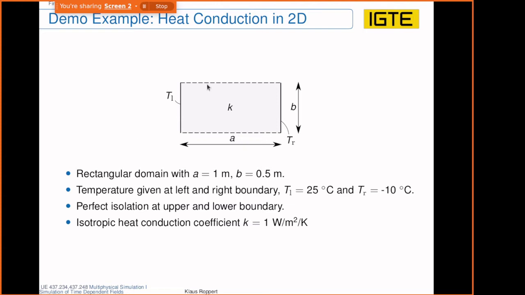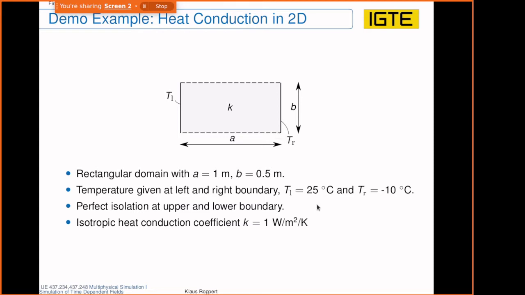So the setup we will be setting up today is this rectangular domain with dimensions a, b, and as always, we need boundary conditions, and we set Dirichlet boundary conditions at the left and at the right boundary. So we prescribe a temperature here at the left boundary of 25 degrees centigrade, and on the right, minus 10 degrees centigrade. And at the top and at the bottom boundary, we don't prescribe anything.